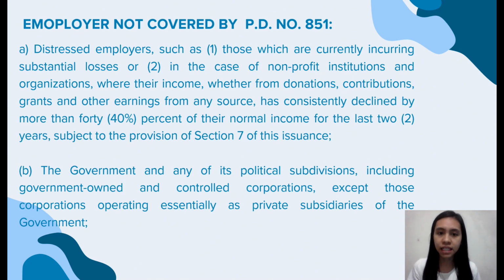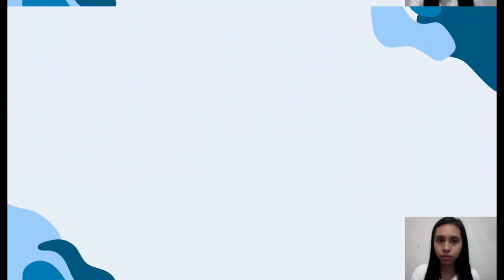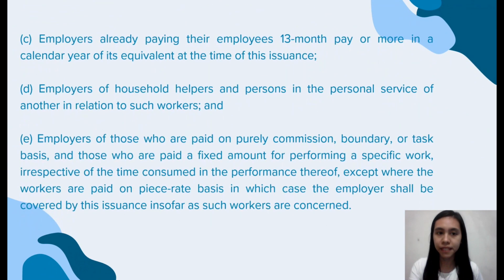Next is the government and any of its political subdivisions, including government-owned and controlled corporations, except those corporations operating essentially as private subsidiaries of the government. Next is employers already paying their employees 13th month pay or more in a calendar year or its equivalent at the time of the issuance.